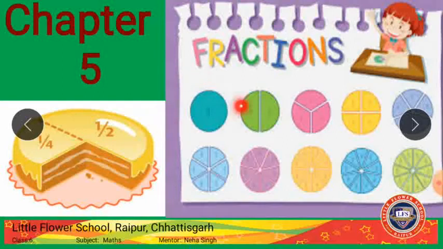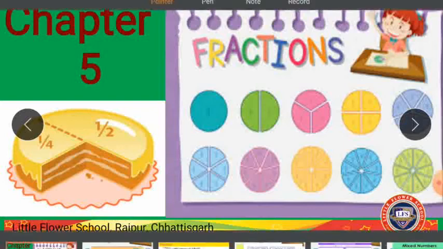Like this is a whole, part 1, right? This is divided into two parts. So here fraction will be 1 by 2. Here it is divided into 3 parts. What will be the fraction? 1 by 3. Similarly, see, this cake is divided into 2 parts. From here it will be 1 by 2. And if it is divided into 4 parts, 1, 2, 3 and 4, so it will be 1 by 4.